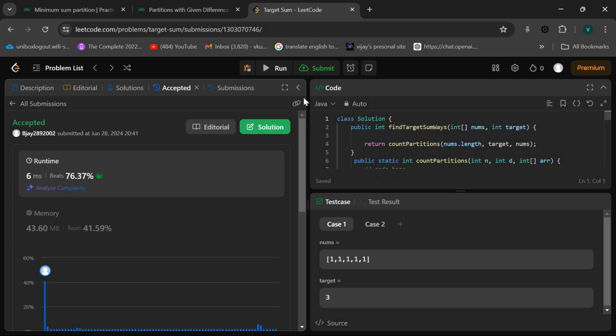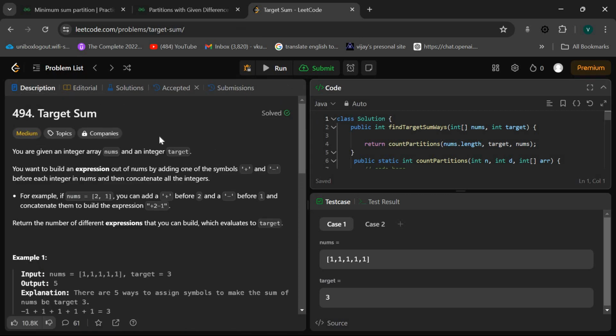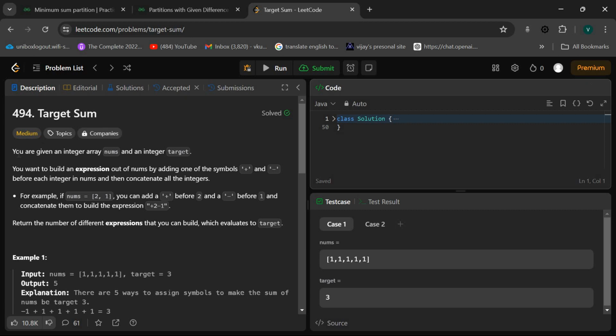What does this question say? You are given an integer array nums and an integer target. Two things are given, the nums array and the target value. You want to build an expression out of nums by adding one of plus or minus for each integer in nums and then concatenate all the integers.